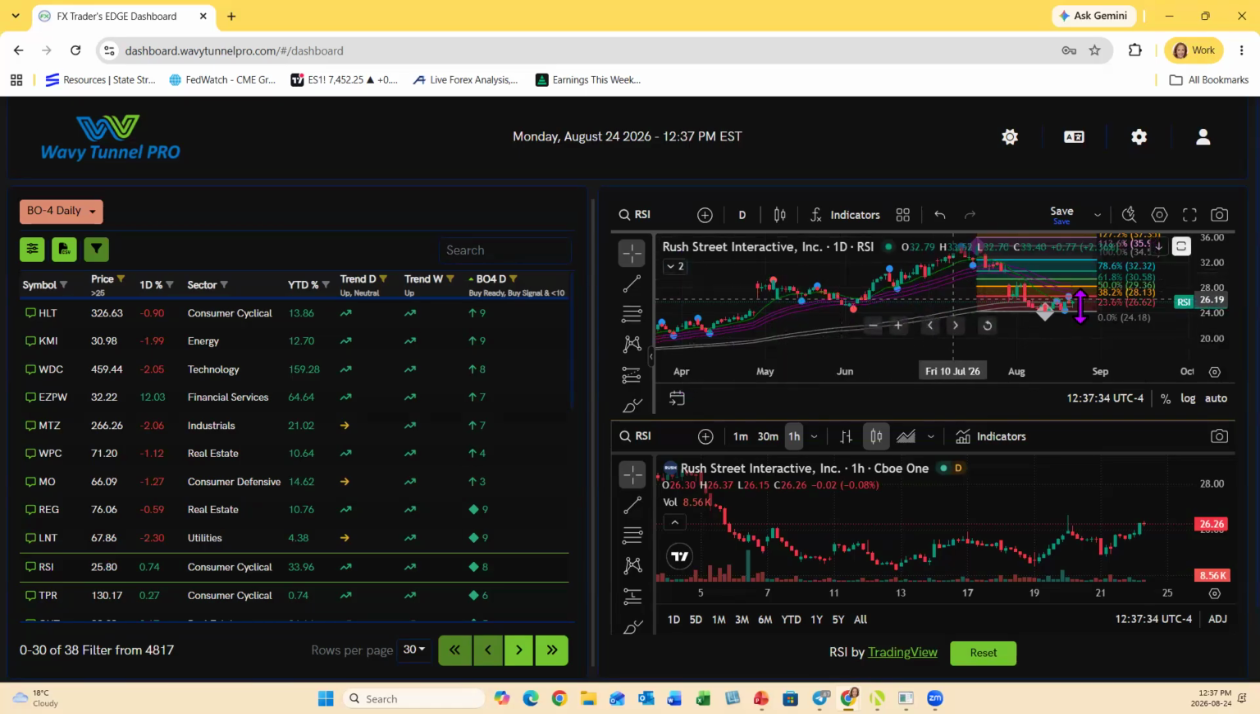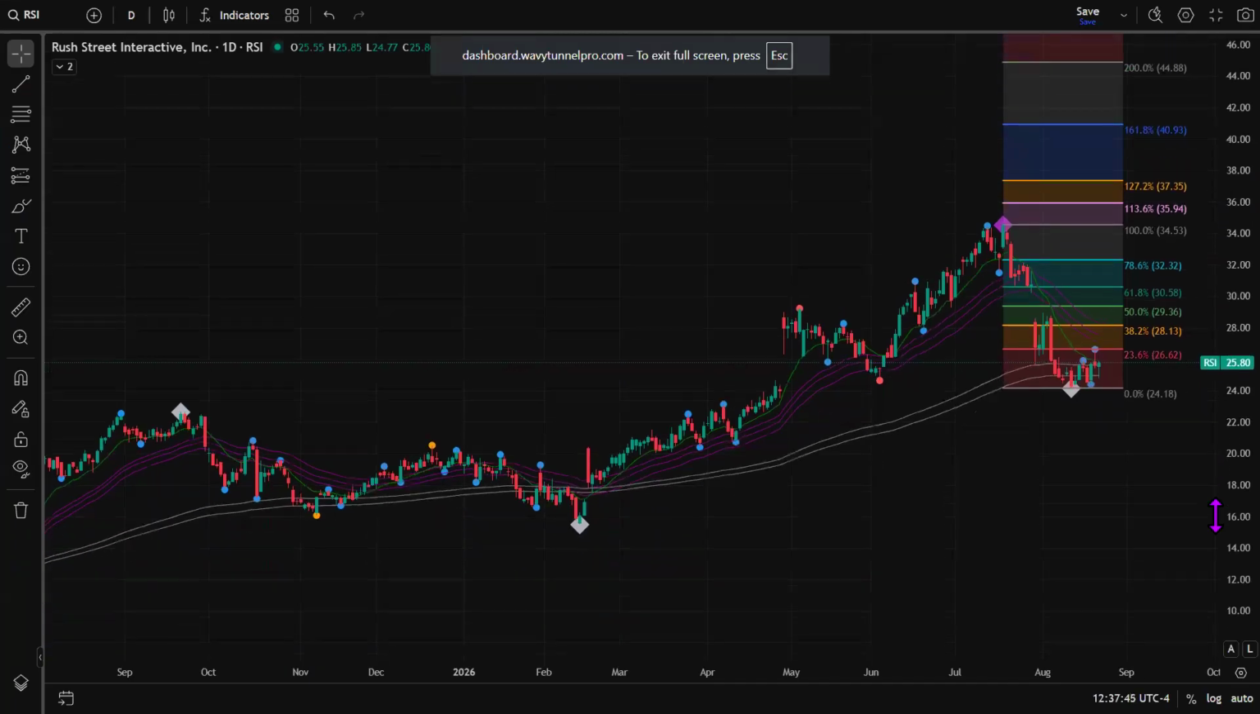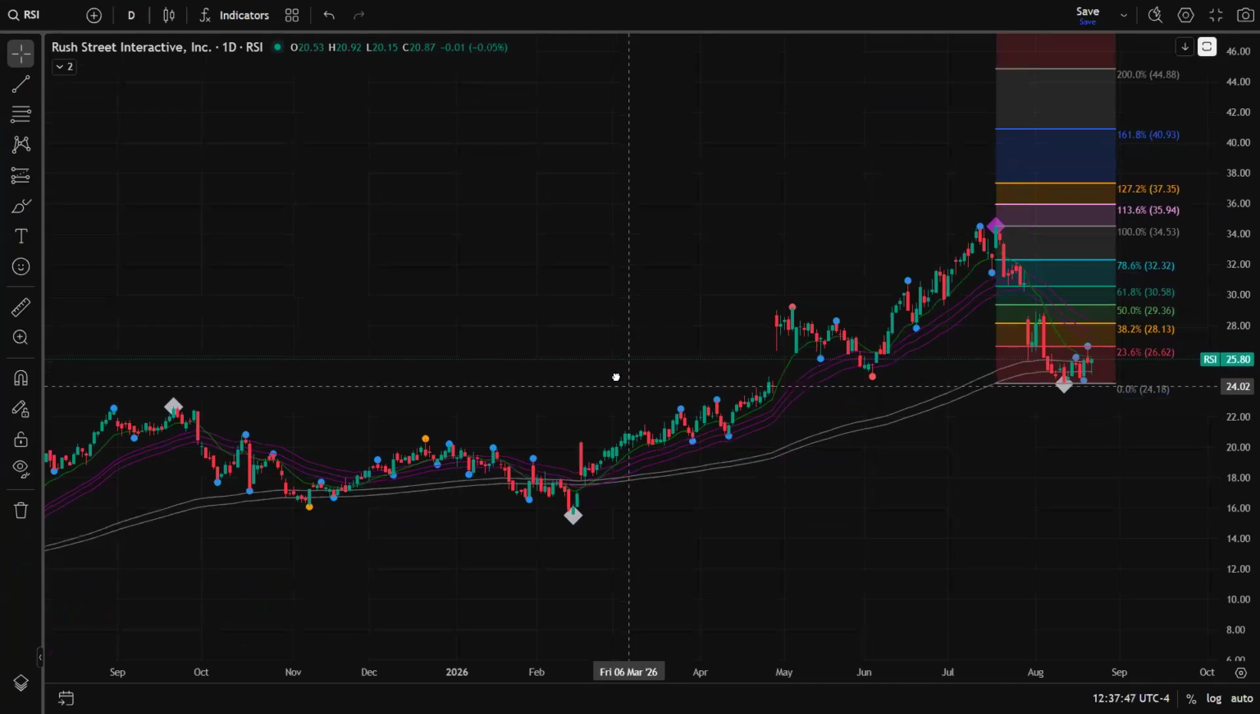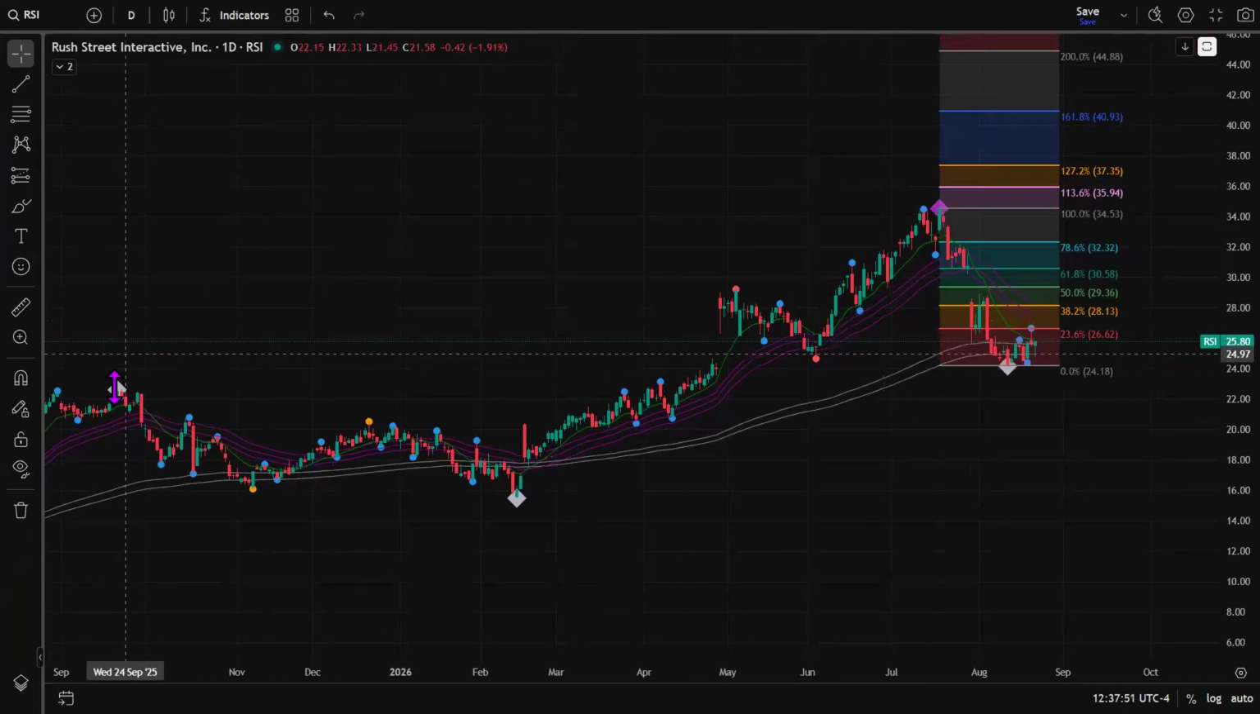This is Rush Street Interactive. We're trading at 26.26. On Friday, we closed at 25.80. This is a low price stock, so this is one of those where you would just buy the shares because it's not a high price stock. This is interesting. We have a noble here.